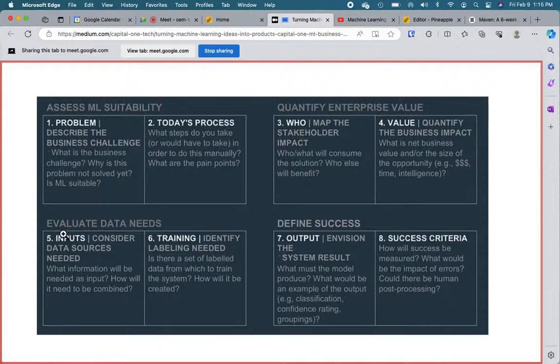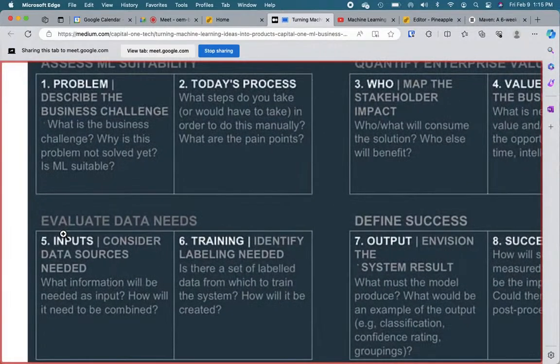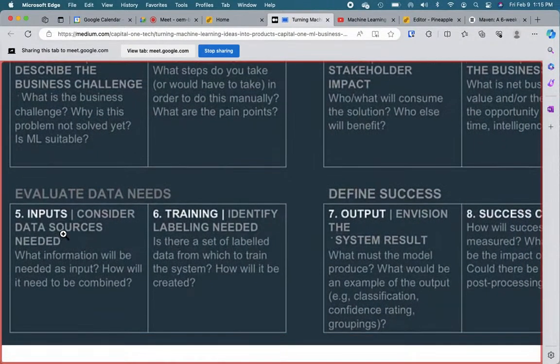And then the third part is evaluating data needs. The problem here is that a lot of times people don't have a data set. They don't have cleaned up data. They don't have trained data where you can tell the model, this is the solution, this is the outcome, this is the goal I want, and here's a subset of the things that I don't want. So you have to have inputs and training.